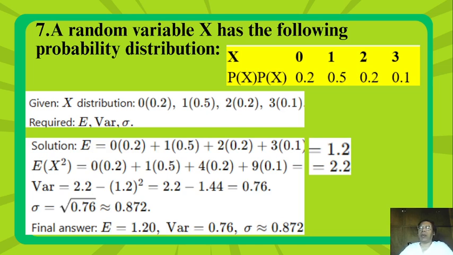Our variance is equal to E of x squared minus E squared, that's equal to 2.2 minus 1.44, which is equal to 0.76. Our sigma then is the square root of that variance, which is approximately 0.872. So our final answer: E is equal to 1.20, our variance is 0.76, and our sigma is 0.872.